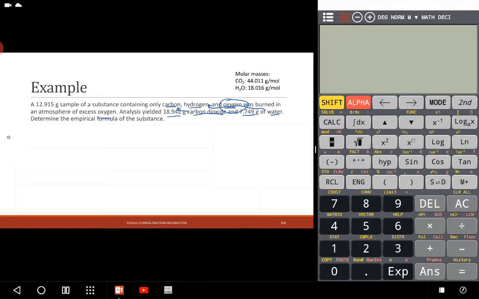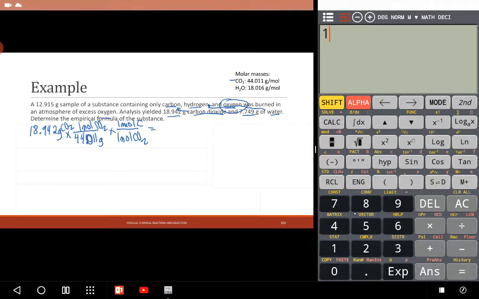Okay, so the first thing we need to do is figure out how many moles of carbon we have in this 18.94 grams. To do that, I have to divide by the molar mass, which is provided up here. And so it's 44.011 grams per 1 mole carbon dioxide. Based on the subscripts in the chemical formula, 1 mole of CO2 gives me 1 mole of carbon. So let's go ahead and type this into the calculator.